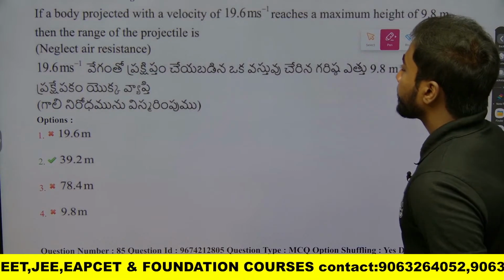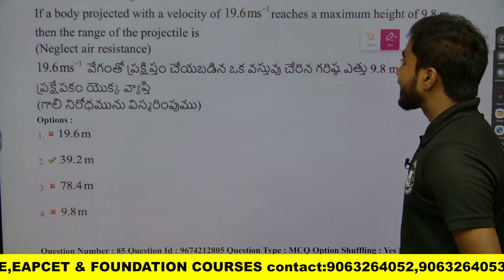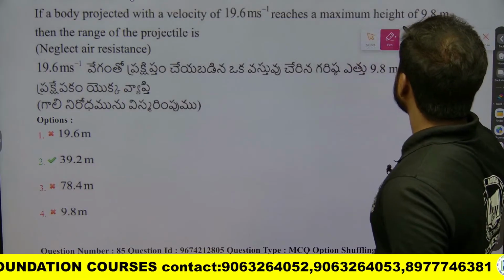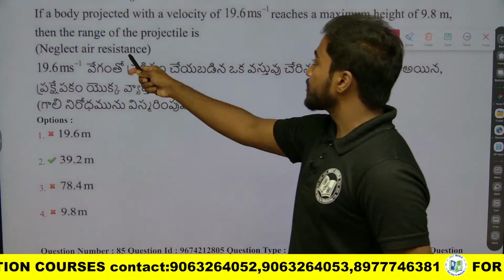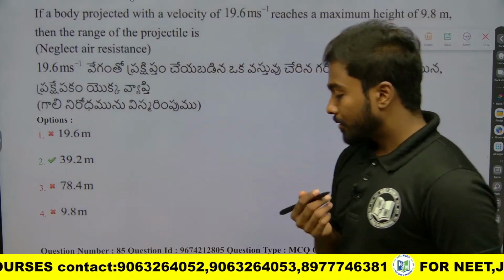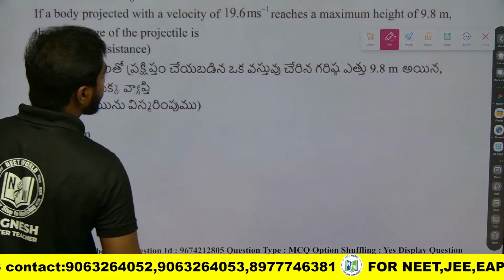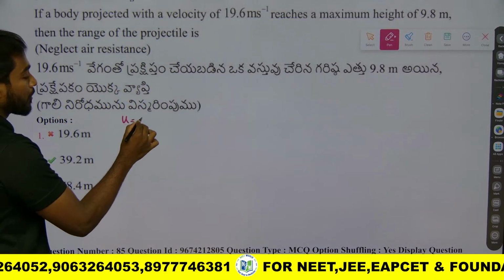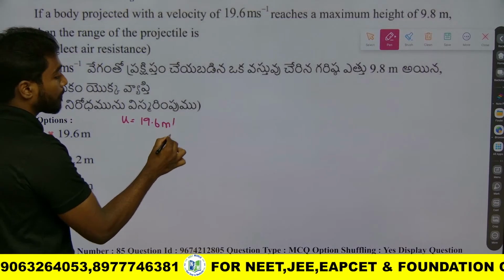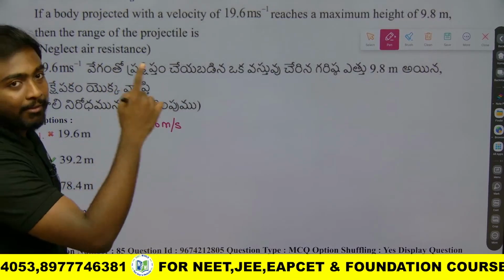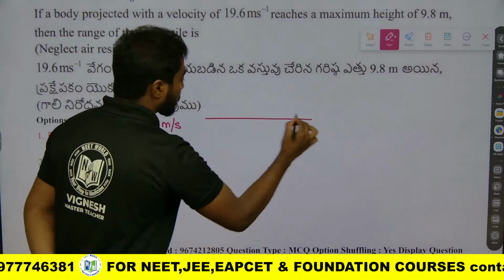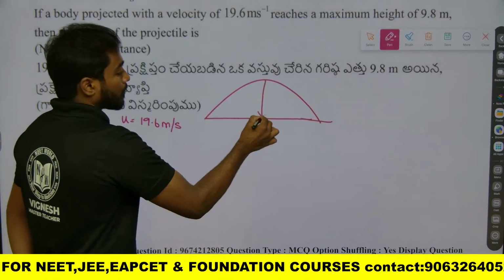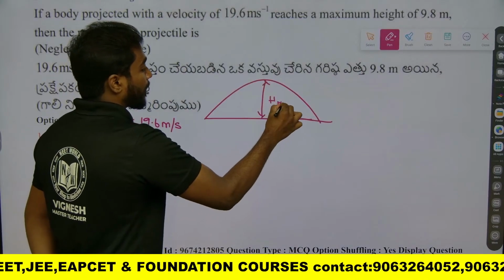The next question is: if a body is projected with a velocity of 19.6 meter per second and reaches a maximum height of 9.8 meter, then the range of the projectile is? Let me write what the given things are. Projected with velocity, so initially the velocity was 19.6 meter per second, and it reaches the maximum height.